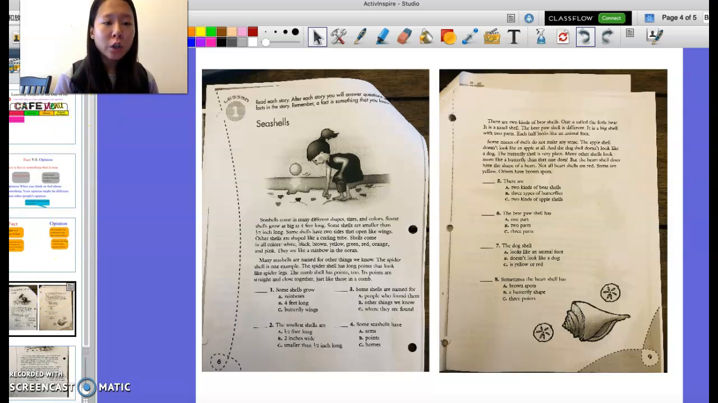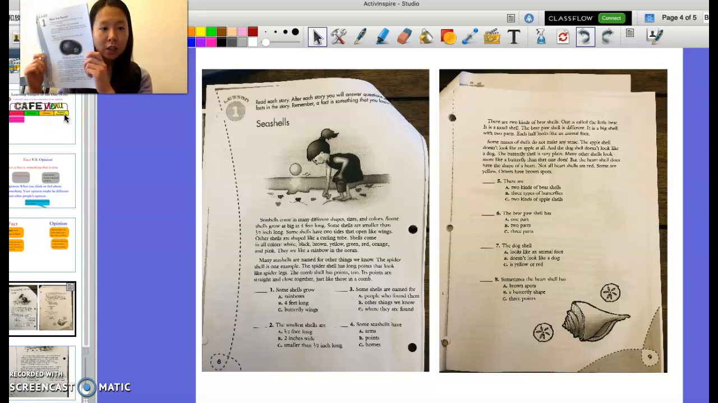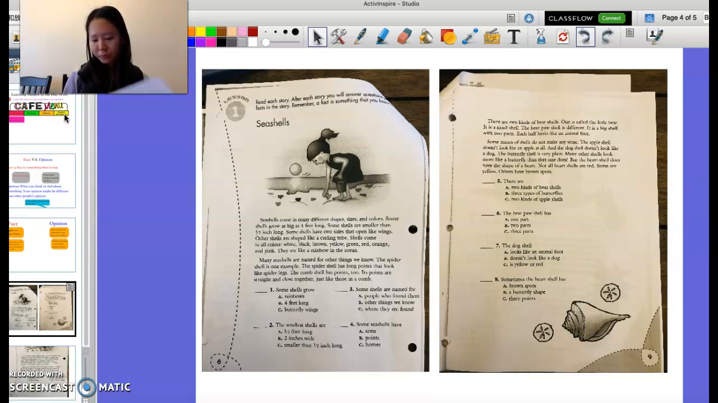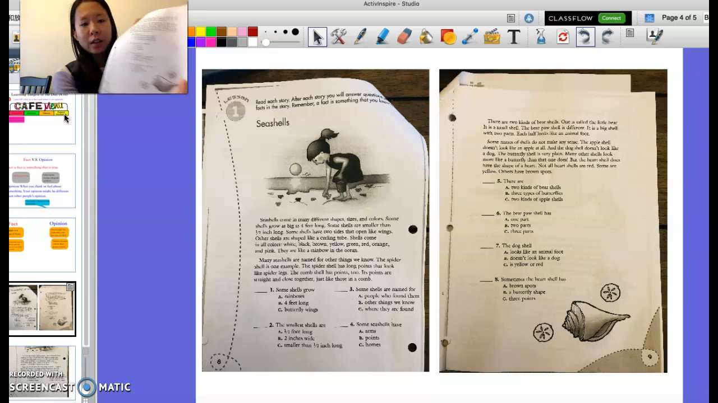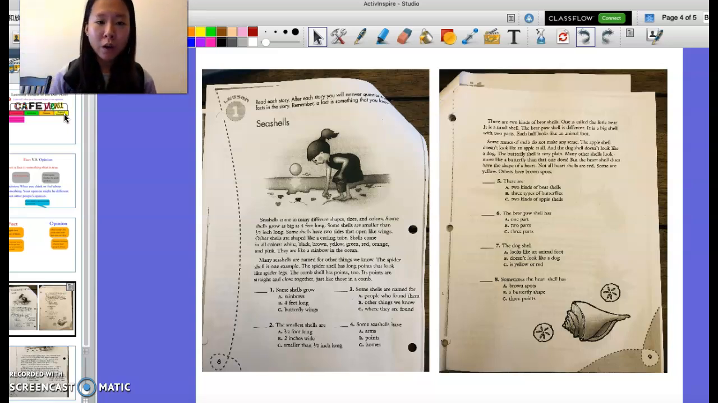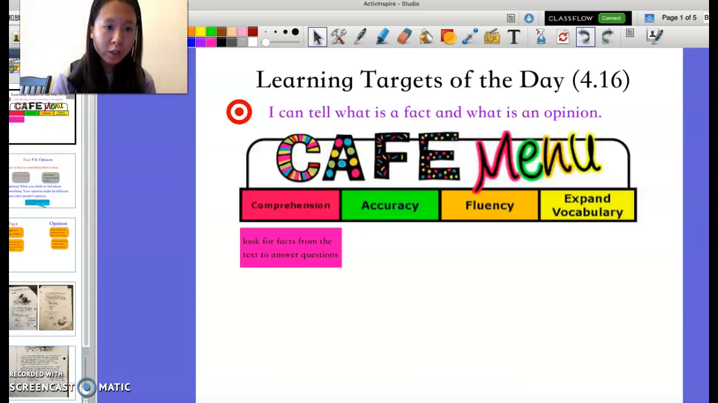So you are going to find this packet, this English packet that I sent home with you guys. It's in the same package with all the papers. So you're gonna go to page 8 and 9. So I have them right on here because another goal of our English class today is to practice looking for facts from the text to answer questions.